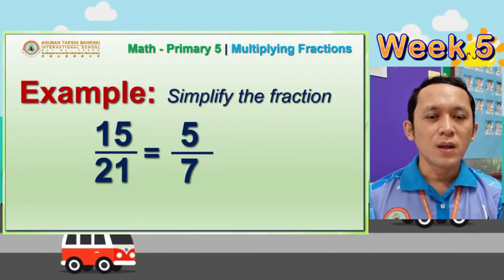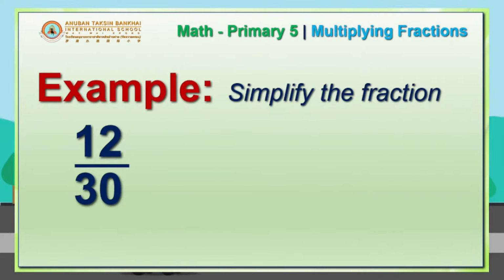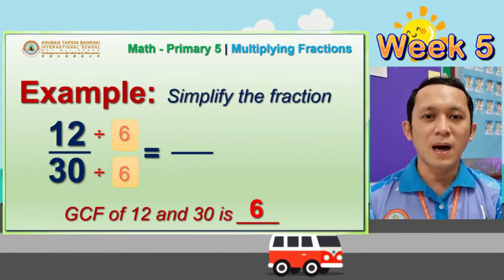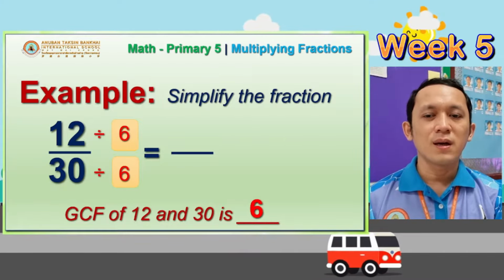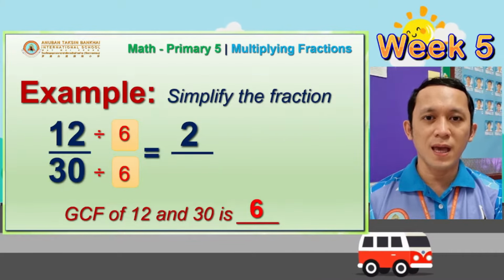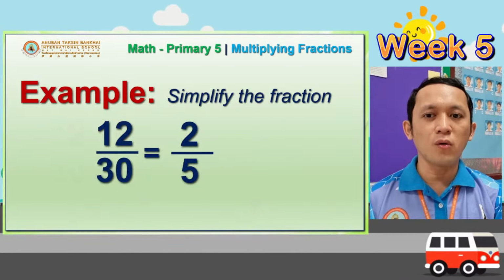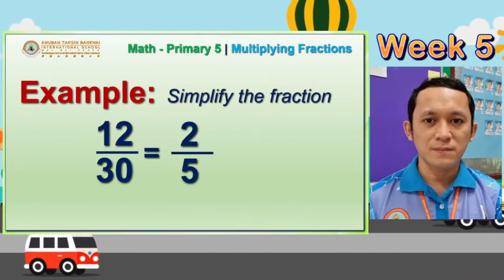Okay, another example. Let's say we have 12 over 30. So what is the greatest common factor of 12 and 30? We have 6. So let's divide now our numerator and denominator by 6. 12 divided by 6, we have 2. And 30 divided by 6, we have, of course, 5. So the simplest form for 12 over 30 is equal to 2 over 5.